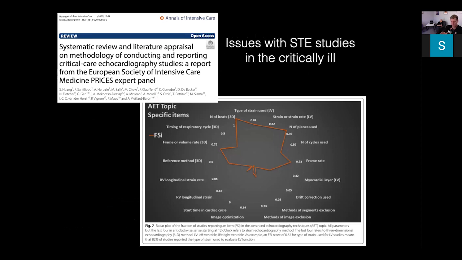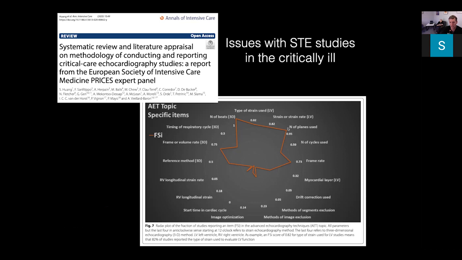This sort of disparity in the way that we're doing speckle tracking led a group of us to get together. We did something called the PRICES group. It looked at all kinds of critical care literature from the last 25 years, particularly the methodology of how people are doing critical care echo studies. I was involved in the group that looked at some of the advanced technologies, including speckle tracking.